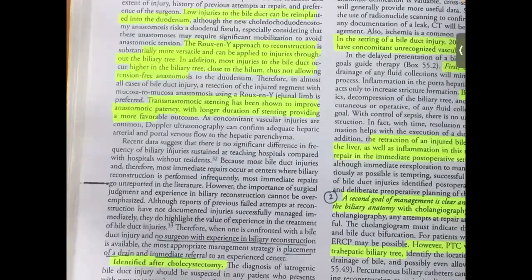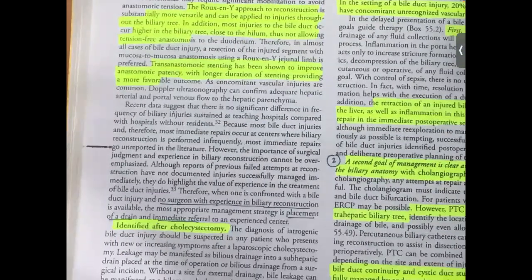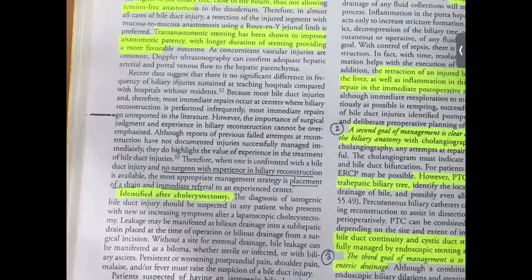So another point is trans-anastomotic stenting. Should we do it or not? What they are saying is that trans-anastomotic stenting has been shown to improve patency, with longer duration of stenting providing a more favorable outcome. So trans-anastomotic stenting has been proven to increase patency. Another MCQ which we used to get during the PG entrance time is, if the surgeon is inexperienced, what should we do? If an inexperienced surgeon, you just place a drain and refer. So that is another point.